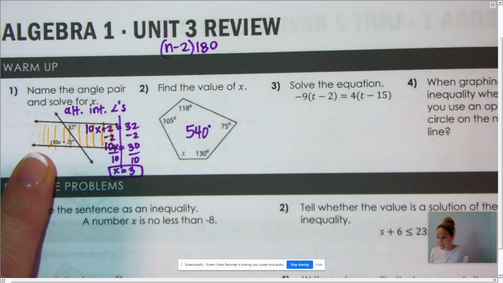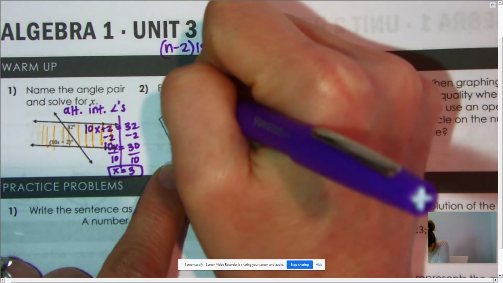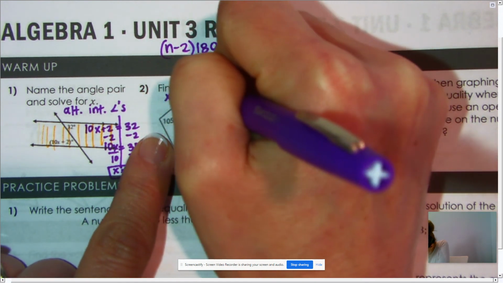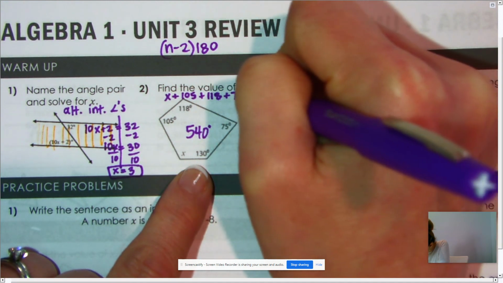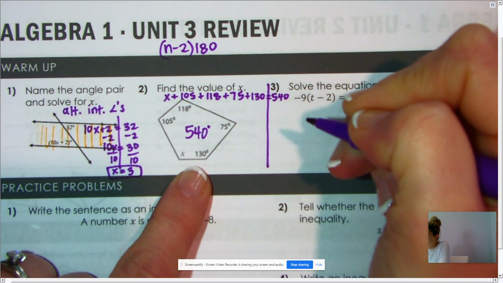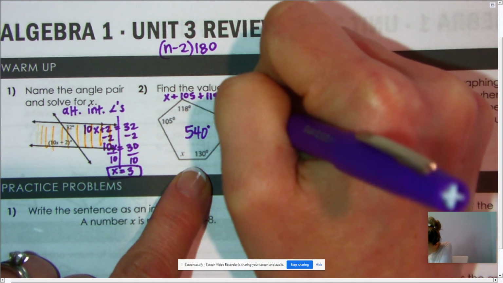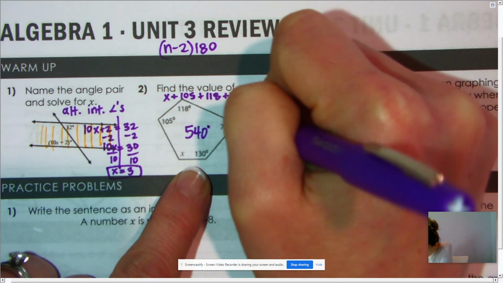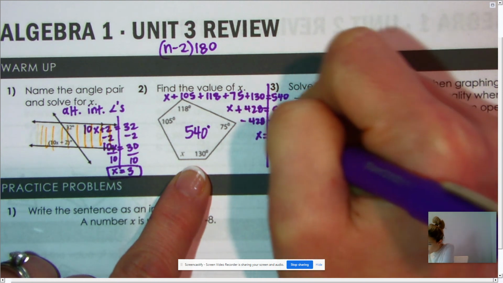Now I need to find x. So we're going to write an equation, and I'm going to start with the x. And so I'm going to go x plus 105 plus 118 plus 75 plus 130 has to add up to make 540. Okay, so we get x plus 428, if you add those all up, equals 540, minus the 428 on both sides. So we get x is equal to 112.